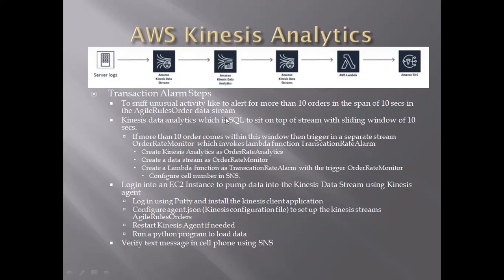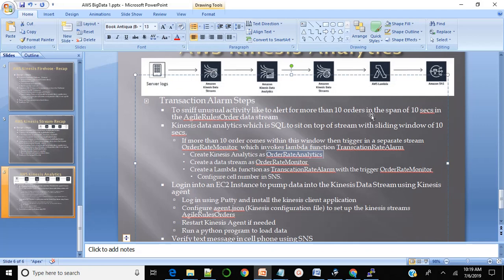And how to realize it? We are going to create an analytics application called rate analytics, then create a data stream, and create a Lambda function. So this is kind of a chaining thing. The data comes to the first data stream, then it is analyzed by the analytics tool. It is put into another data stream, and then it triggers a Lambda function, and the Lambda function talks to SNS, and it will send push messages to a cell phone through SMS. Okay, so let's see how this is in action now.